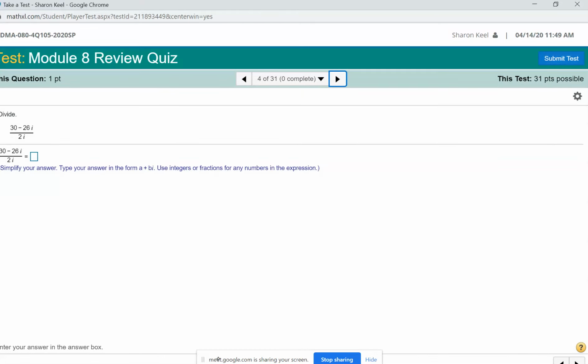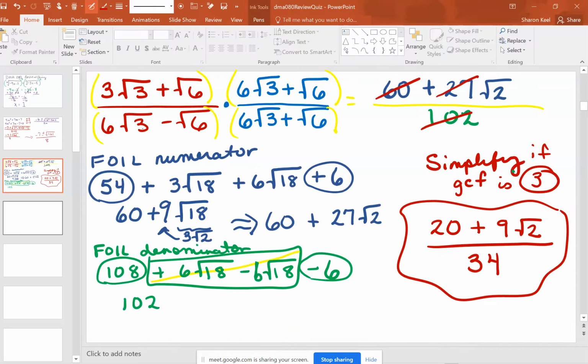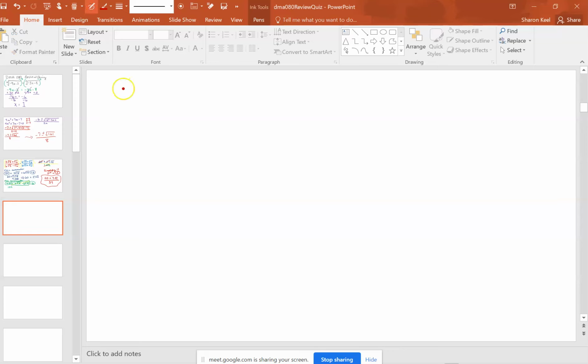Okay, a division. So when we have a division like this, we're going to have, let's see, okay, so 30 minus 26i, let's go to a new page. 30 minus 26i over 2i. You're going to use your calculator.